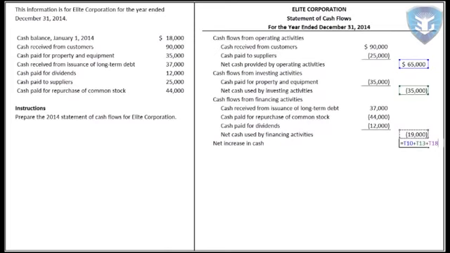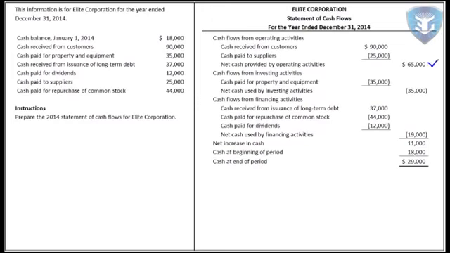By deducting $35,000 and $19,000 from $65,000, the net increase in cash during the period is $11,000. Cash balance as of January 1st, 2014 was $18,000. Thus, cash at the end of the period will be $29,000.